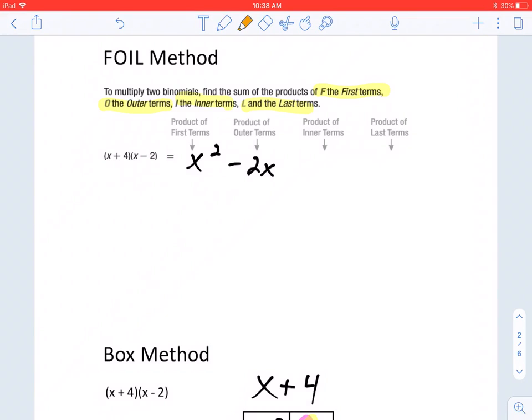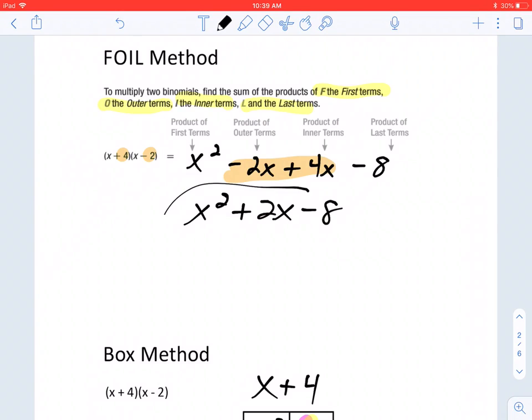Following that, we have I, which is the inner terms. In this case, we have a 4 and an x. So 4 times x becomes positive 4x. And then it says last terms. The last terms of each expression are the 4 and the negative 2, which gives me negative 8. Now, from what we have here, x squared minus 2x plus 4x minus 8. These two center terms are like terms and need to be combined. So the x squared comes down. We have negative 2x plus 4x, which gives me positive 2x, and then minus 8. And there is our final answer.